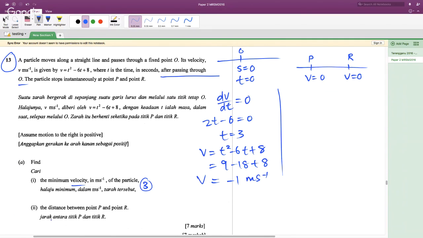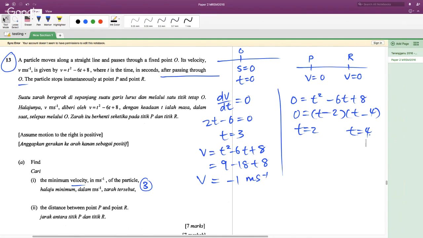Okay, so for the second part, find the distance P to R. For both of them, the velocity will be 0. So I will do 0 equals t squared minus 6t plus 8. I'm going to factorize this one. t here, this one will be 4 here, 2 here, minus. So t equals 2 and t equals 4.